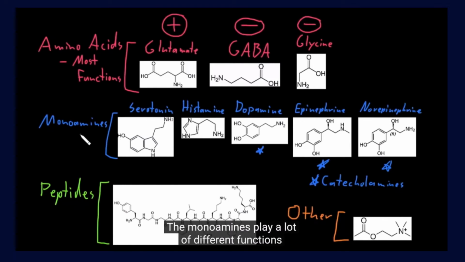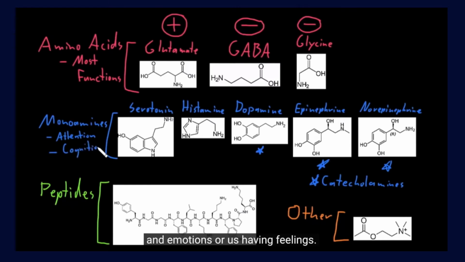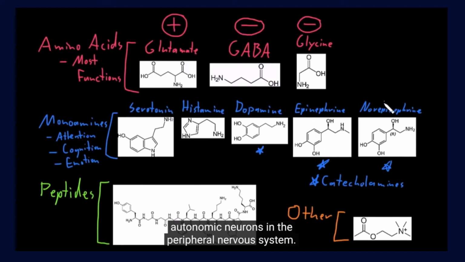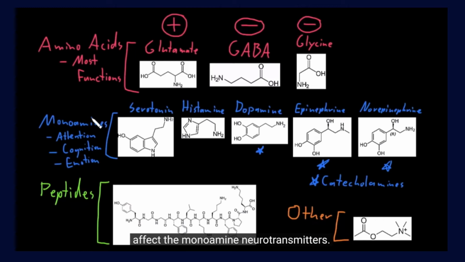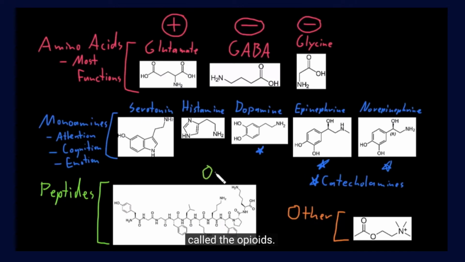The monoamines play a lot of different functions in the nervous system, and in particular a lot of functions of the brain, including big things like consciousness and attention, and cognition, or thinking, and emotion, or us having feelings. Norepinephrine is also released by some autonomic neurons in the peripheral nervous system. Many disorders of the nervous system involve abnormalities of these monoamine neurotransmitter systems, and many drugs that people commonly take affect the monoamine neurotransmitters.